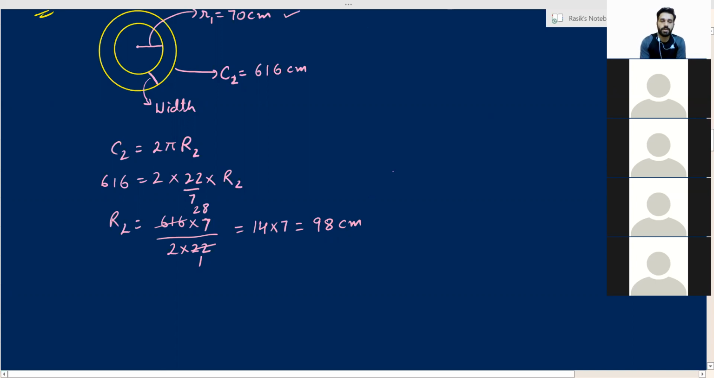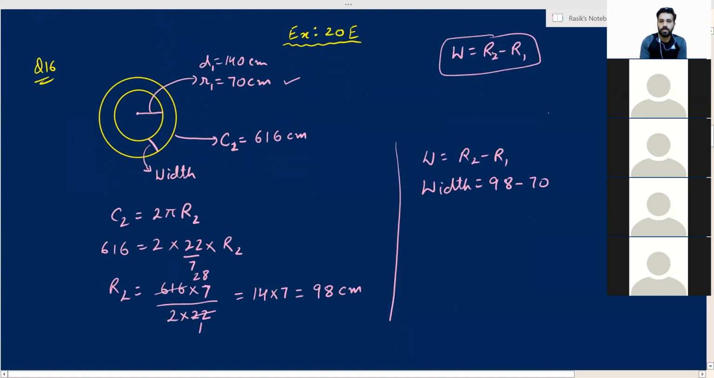Now the width. As we all know, the width is equal to R2 minus R1. Therefore, width is equal to 98 minus 70. R1 is already given as 70. So the width is 28 centimeters. Got it, everyone? Yes, sir. Note down the question.